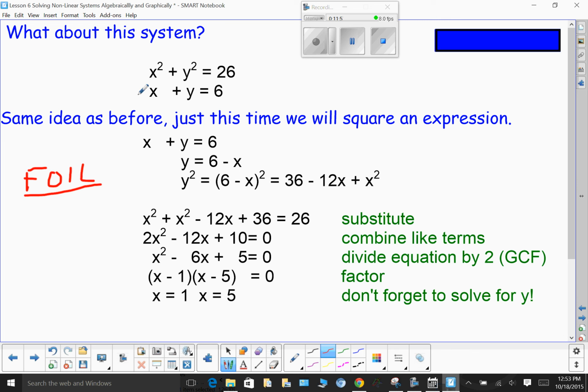I can now plug x in. 1 plus y is equal to 6. That'll give me 5 as the y value. I can plug 5 in for x and get 1 for y. You can also plug them into the circle. I, again, would prefer to plug it into the line. You have a circle and a line, and they intersect in 2 locations.